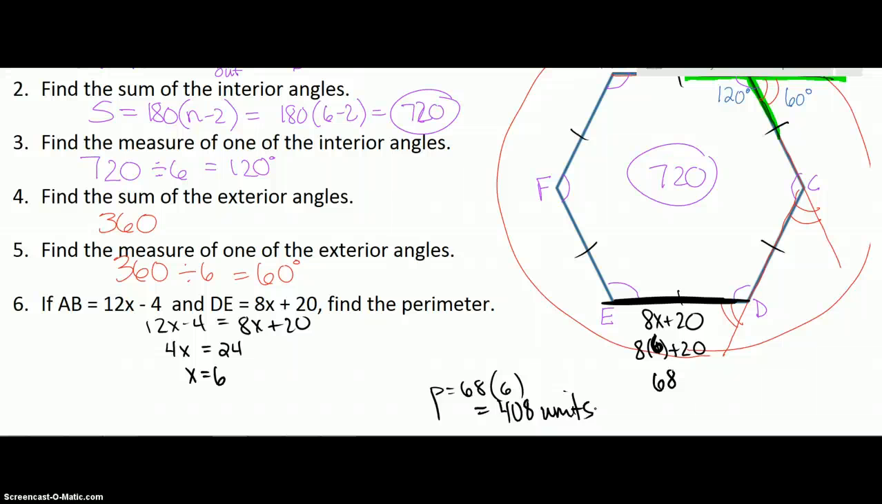Could you use 12x minus 4 or 8x plus 20? Yes, you can. Because for 12x minus 4, if you put 6 in there, I think you get 72 minus 4, which is 68. So you get the same side length. Yep. Any other questions? Okay.